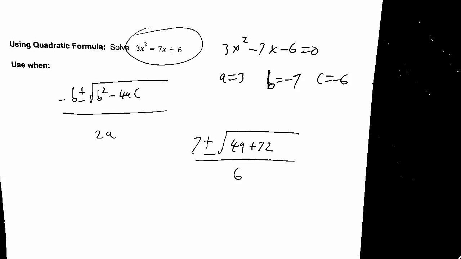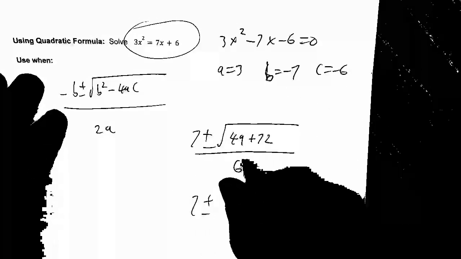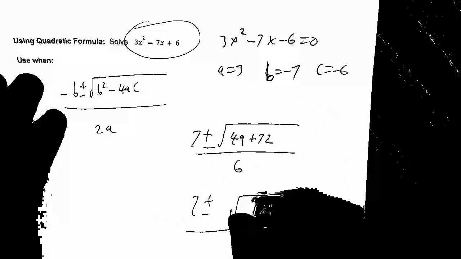Negative 4 times a, which is 3, is negative 12, times another negative 6. It's an even amount of negatives, so it's positive. Oh, I forgot it's ac. It's not no solution. You do a times c first, or do 4 times a and then whatever you get times c. It doesn't matter. Negative 12 times negative 6 is 72, so minus negative 72. Guys, there is a solution. 49 plus 72 is 121, so it's 7 plus or minus root 121 over 6.